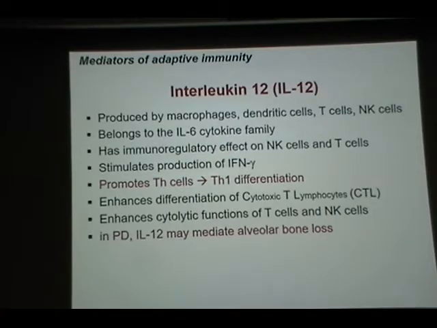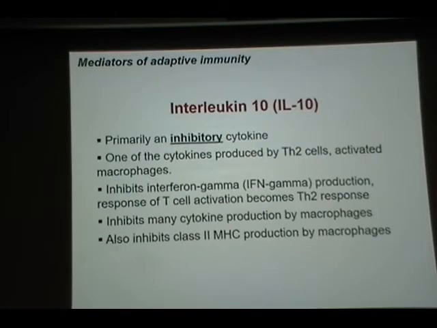So you already know what the Th1 cells are, right? Do you know what the Th1 cells are? Type 1 helper T cells. Those are the T cells that produce interferon gamma. And they can also enhance differentiation of cytotoxic T lymphocytes, CTL. So in periodontal disease, IL-12 may mediate alveolar bone loss. This is a study that has been done, I believe, in somebody's lab in our school.